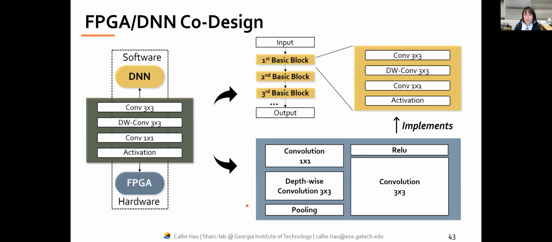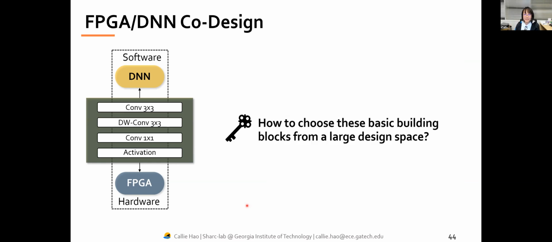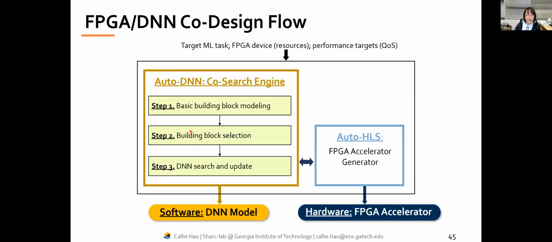So everything is perfect. Now, the question is, because this is so important, how can we choose these basic building blocks from a large design space? The key becomes, if this is so important, its quality must be crucial. Yes, of course, we have to choose a very good basic building block. Then how do we do that? Very briefly, we have a 3-step approach.